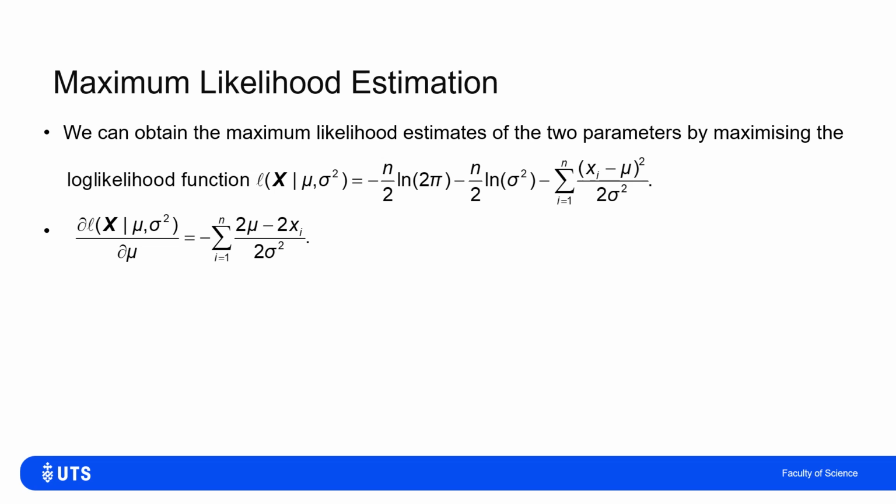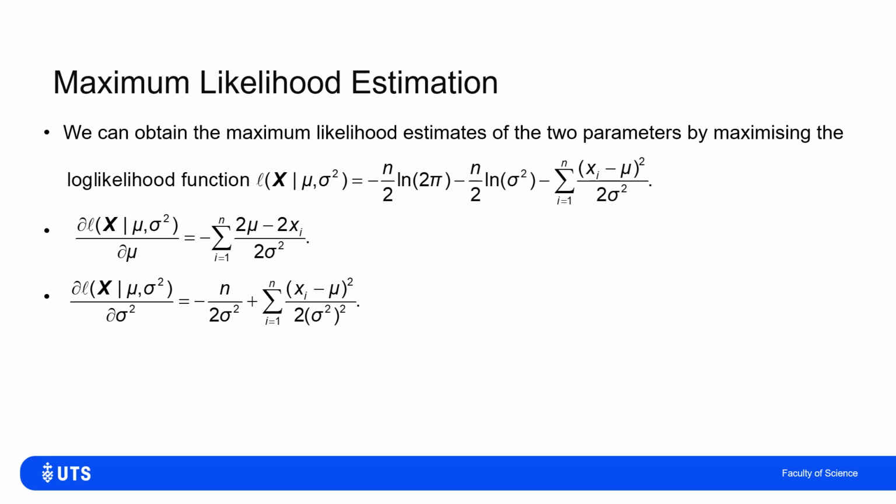If I differentiate this with respect to the mean mu, then the two terms that are not in the summation don't depend on mu, so they vanish. When I differentiate the term within the summation, I'll just be left with minus the sum of 2 mu minus 2xi divided by 2 sigma squared.